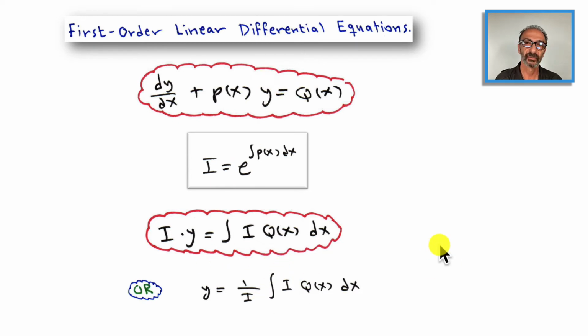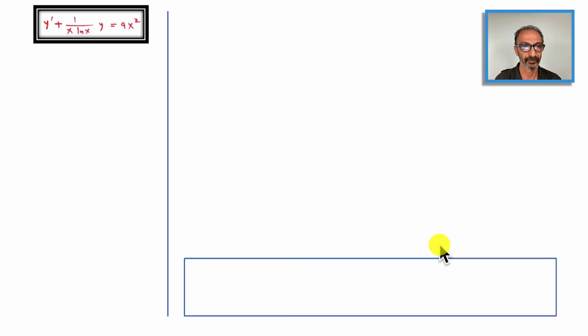Let's start our example. y prime plus 1 over x ln x multiplied by y equals 9x squared. What is the integral factor? Well, we know that this is p of x and this is q of x. So we take p of x, integrate that, and put it on top of the e. That's how we get I.